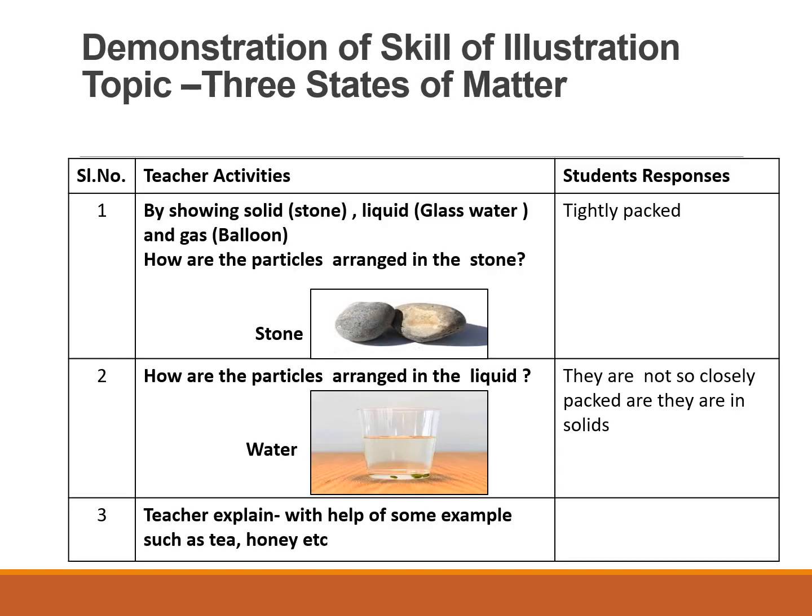Next, we are presenting here a demonstration of the skill of illustration, and here I am selecting one topic, the name of the topic is three states of matter. The objective is to explain the arrangement of the particles in the three states of matter to students of class 6th or 7th. I am taking this example for better understanding of the skill of illustration.